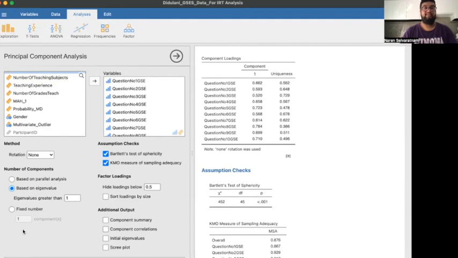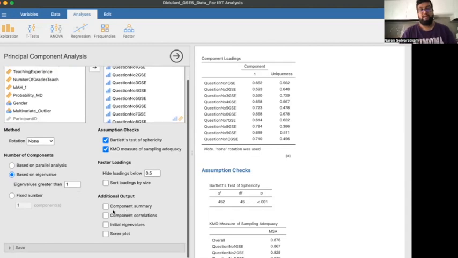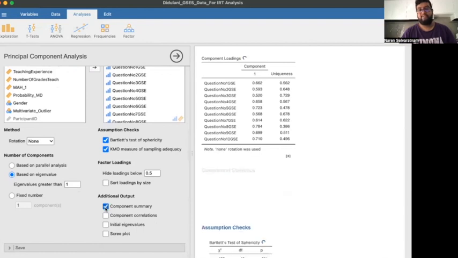Now, in our case, theoretically, generalized self-efficacy has been done in more than 30 countries. It has been replicated in more than 30 countries. It always is, for the most part, a unidimensional solution. So I'm going to just keep it like this. And then I'm going to get a component summary as well.